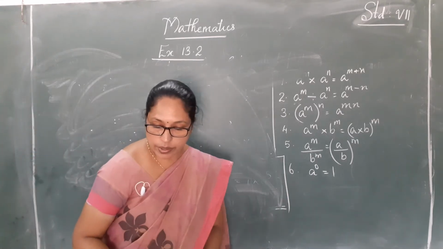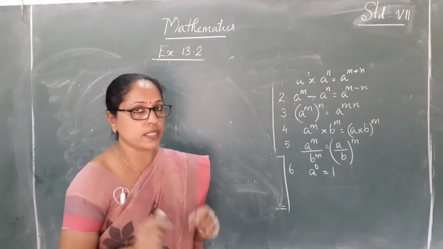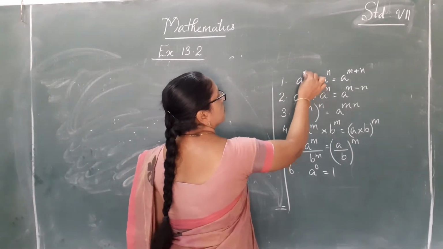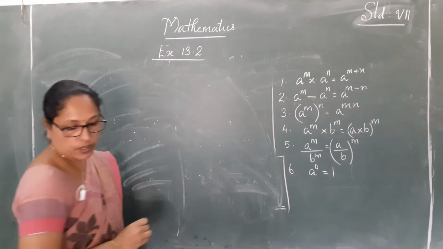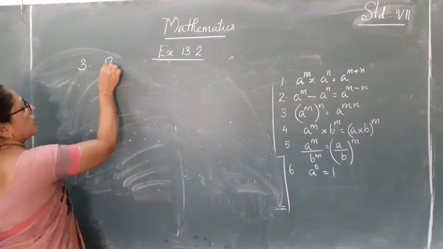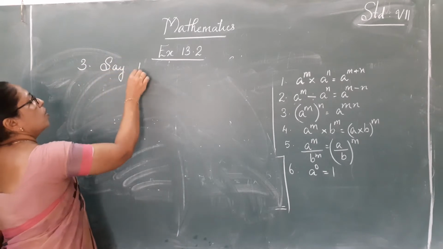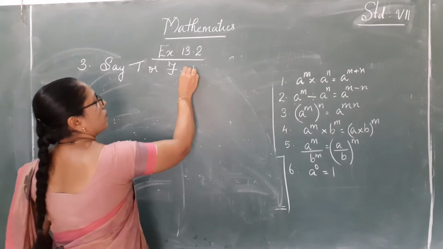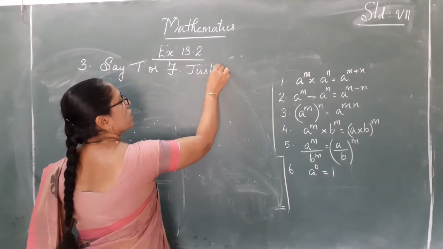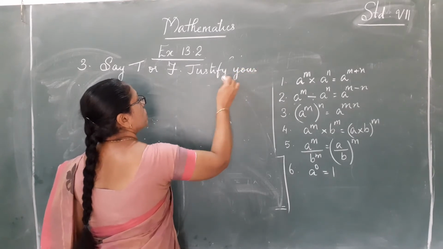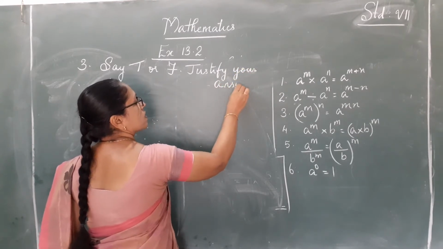Okay, now we are going to see question 3 of exercise 13.2. Say true or false and justify your answer. Justify your answer means you have to show the steps, how they become true or false.